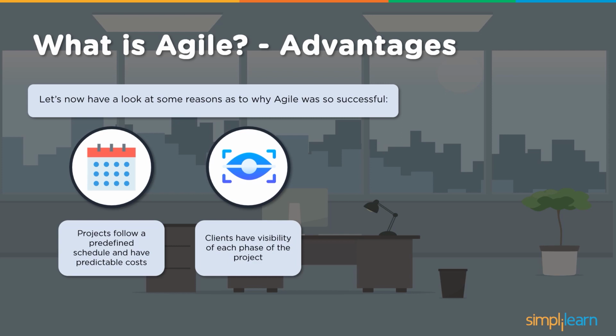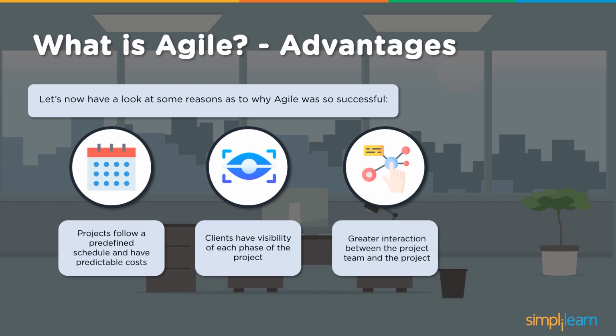So customers or clients are actively involved in the sense that they know what is happening and what they are getting. They are acknowledging it by giving feedback every now and then, so that there is no surprise to them at the end, which used to happen during waterfall approaches. Then greater interaction between the project team and the project means there needs to be collaboration. Agile emphasizes collaboration.